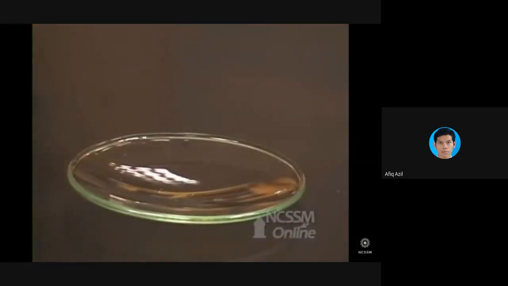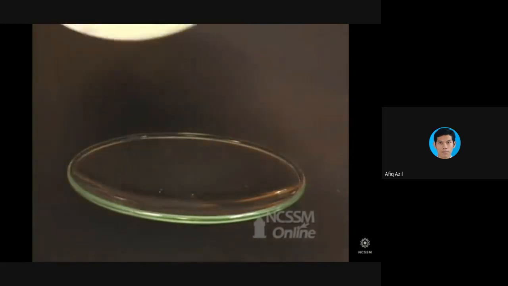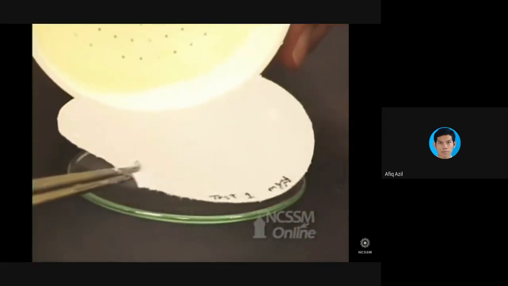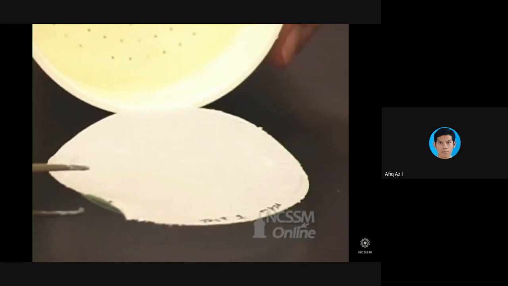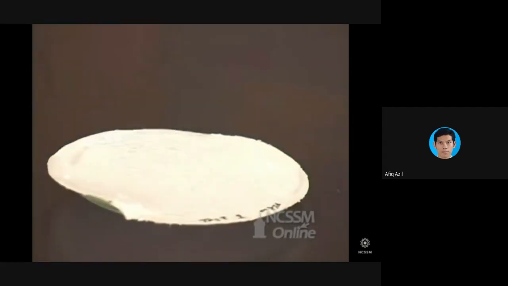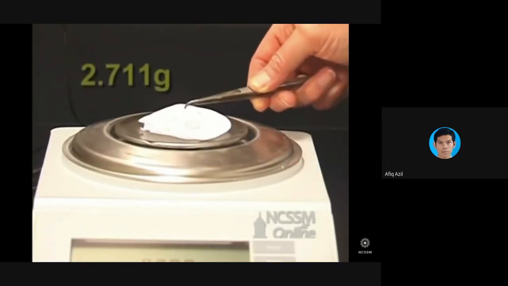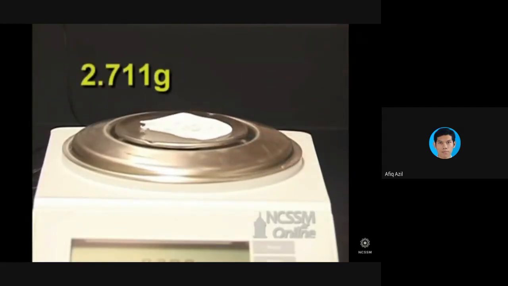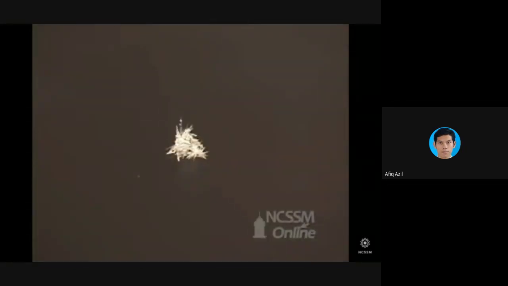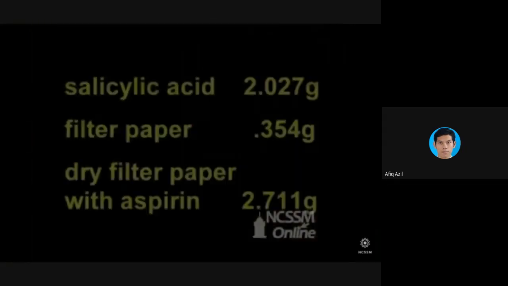Next, we want to take out our filter paper with the aspirin on it and set it on a watch glass. Now we have to set it aside and let it air dry. Now we want to weigh our dried filter paper and aspirin sample. This is what one of the crystals up close looks like.